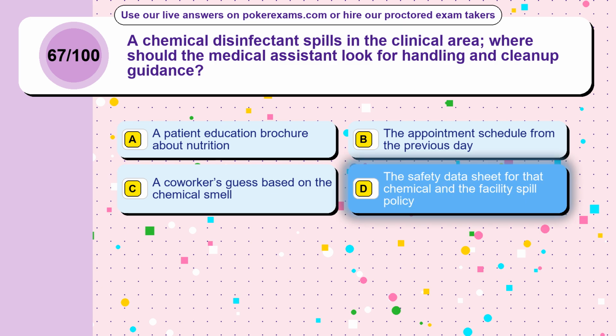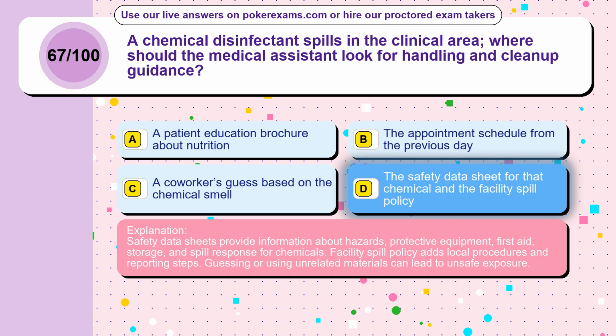The correct answer is option D. The safety data sheet for that chemical and the facility spill policy. Safety data sheets provide information about hazards, protective equipment, first aid, storage, and spill response for chemicals. Facility spill policy adds local procedures and reporting steps. Guessing or using unrelated materials can lead to unsafe exposure.